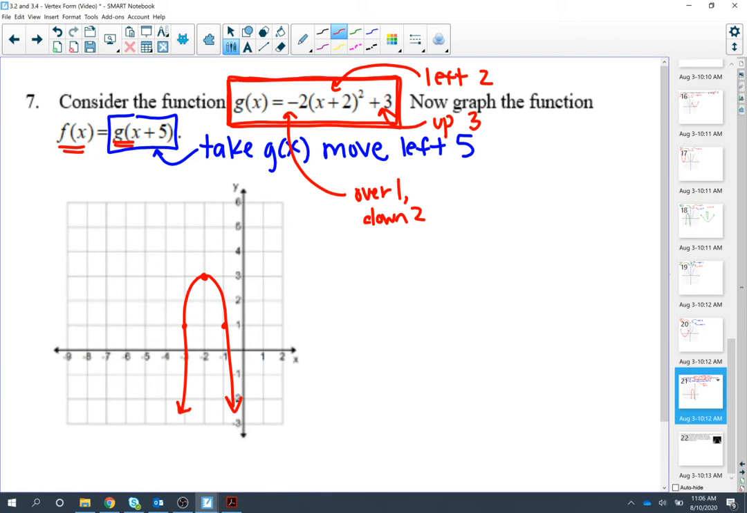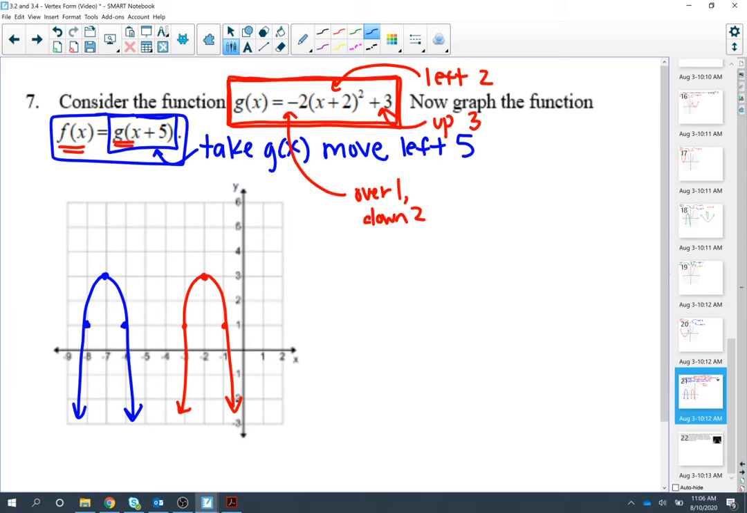But really they want you to graph f of x, which is g of x, the red one, and move it left 5. So we're just going to take the graph and go, okay, 1, 2, 3, 4, 5. And for the sake of this problem, you're done, because that's all they wanted you to do. So graph that function, that's the blue graph, you're done.